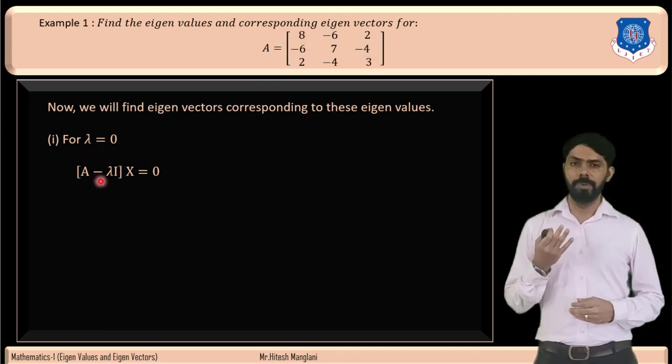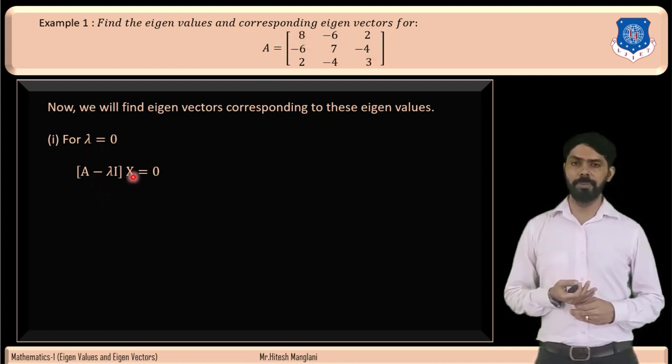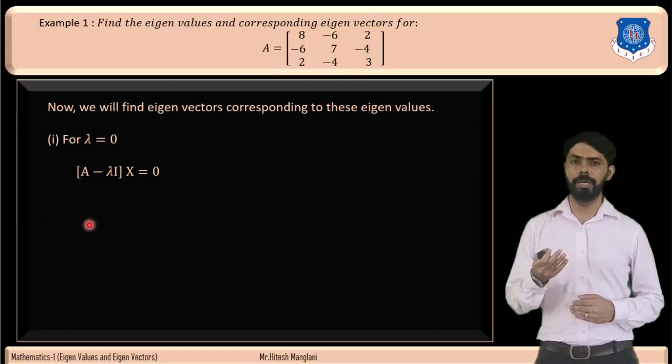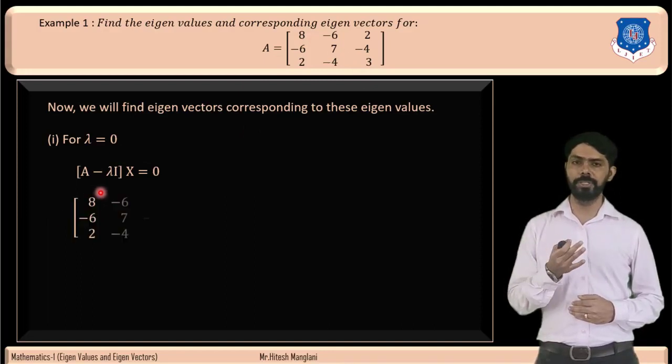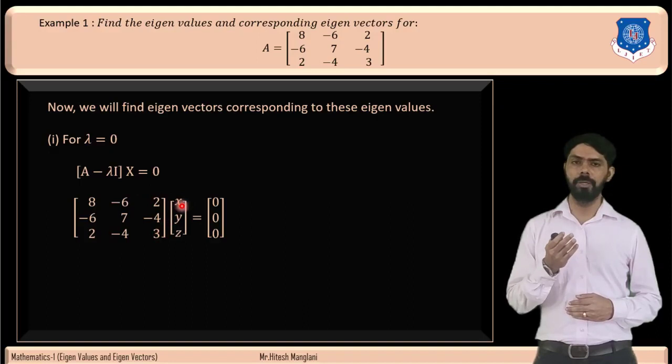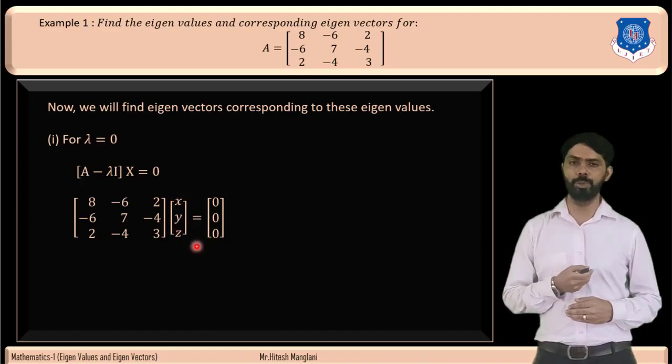Therefore, the principal diagonal elements will be the same, because 8 minus 0 will be 8, then 7 minus 0 will be 7, then 3 minus 0 will be 3. Therefore, it will be 8, minus 6, 2, minus 6, 7, minus 4, 2, minus 4, 3, into capital X, which is a non-zero column vector, so it can be written as x, y, z is equal to 0, 0, 0, because the right hand side is 0.